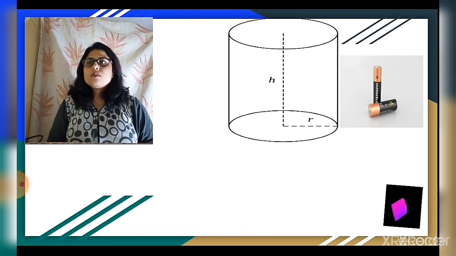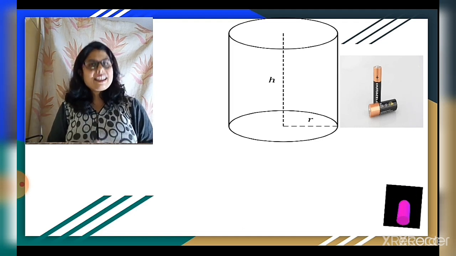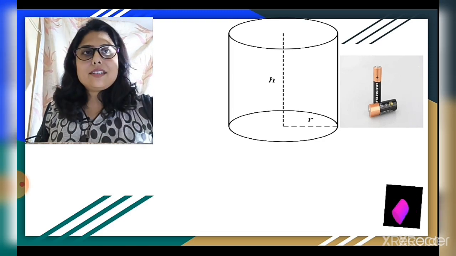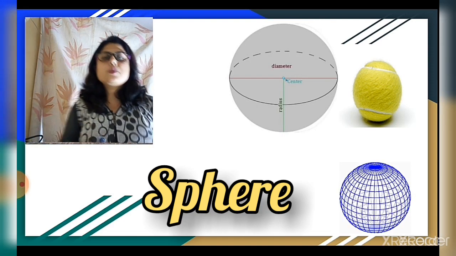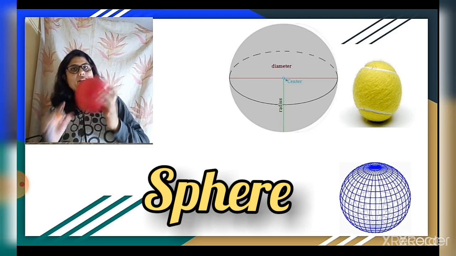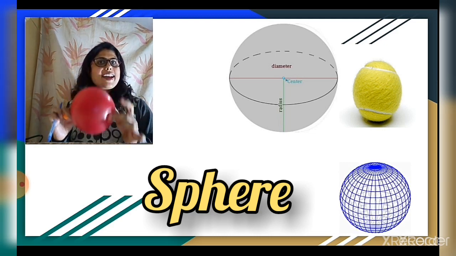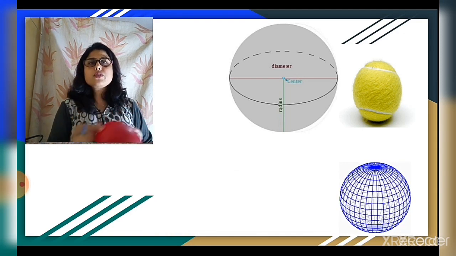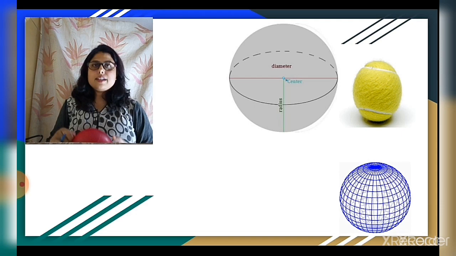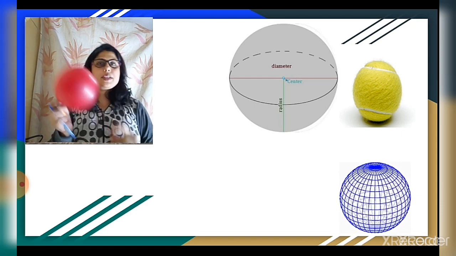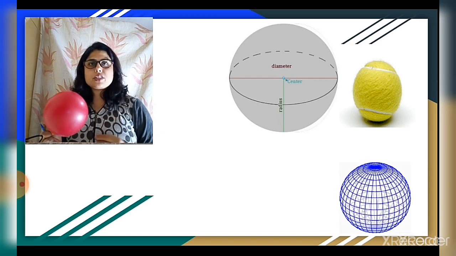Now let's move to our next shape, which is very interesting, and that shape is the sphere. Here, what is this? A ball, right? This shape is called a sphere. Don't confuse circle and sphere. A circle is a 2D shape, that is a two-dimensional shape, and a sphere is a three-dimensional shape.